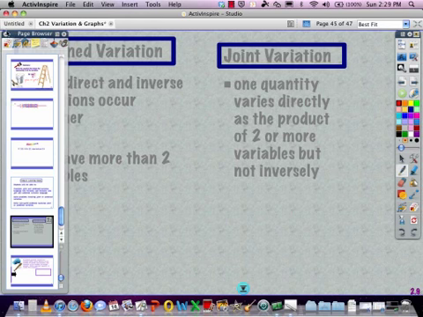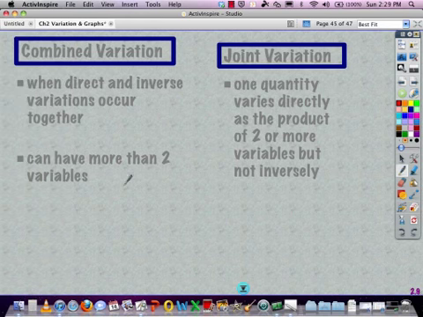So with that, we have two new definitions. We have combined variation. Combined is when you have direct and inverse variations occurring together in the same equation. A combined variation would be a perfect example of that scaffolding question from 2.8. You can have more than two variables, and so we had three independent variables and one dependent variable, and it could be numerous combinations depending upon the complexity of the situation.